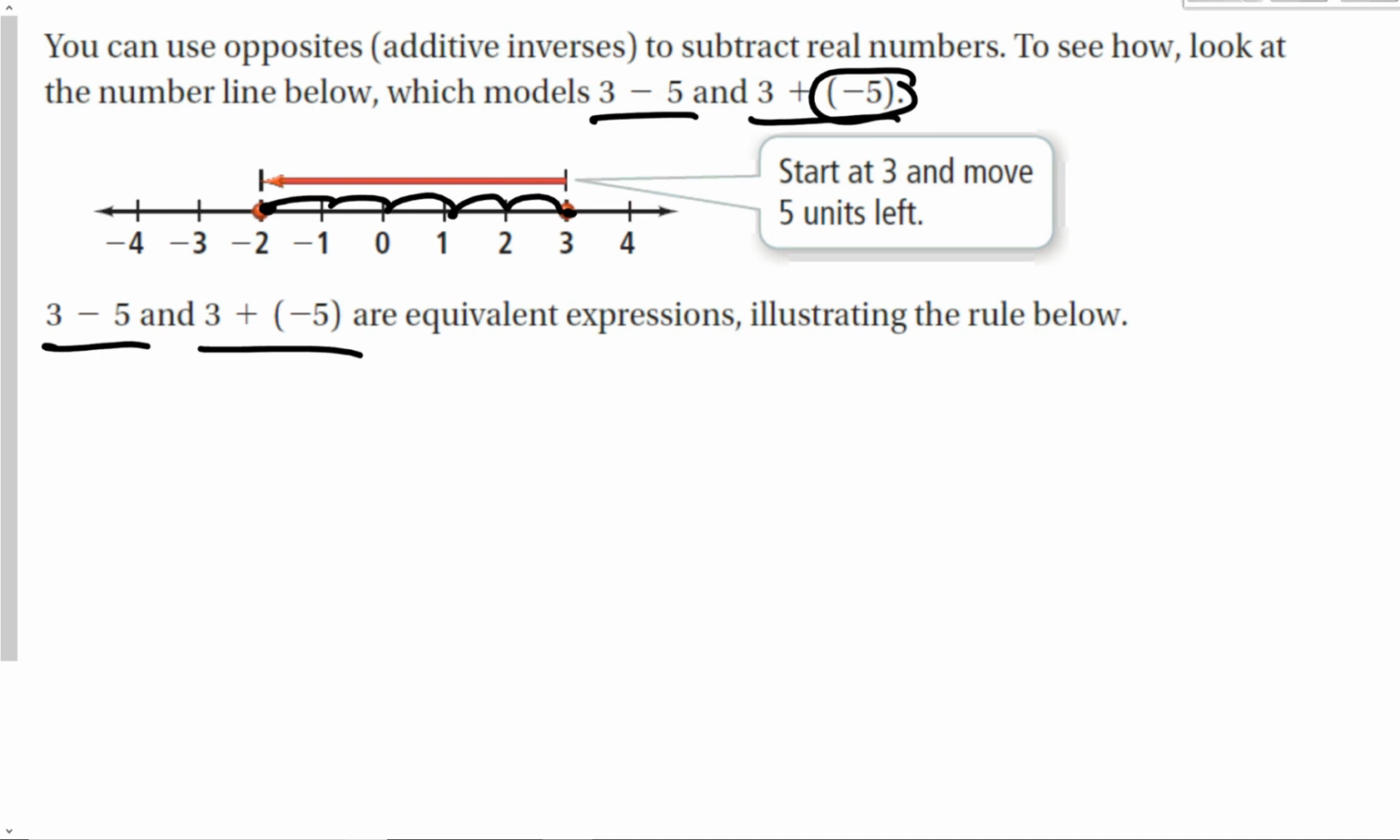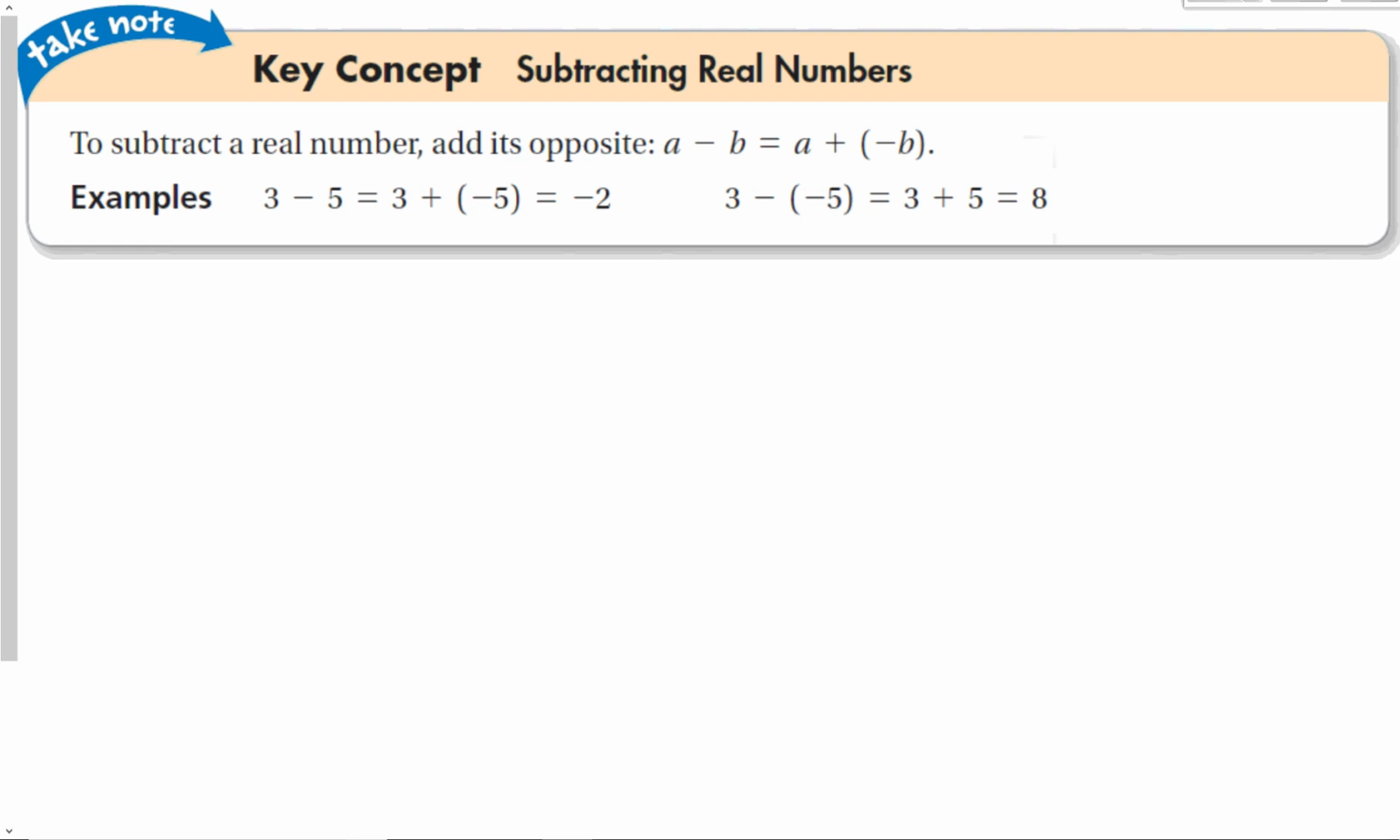So 3 minus 5 and 3 plus negative 5 are equivalent expressions, which is very helpful for me because now when I want to subtract two numbers, all I have to do is add its opposite. And since now we're using addition, all of my other properties, which we'll see again in a second, will still hold because we're using addition. So a minus b is the same thing as a plus negative b.